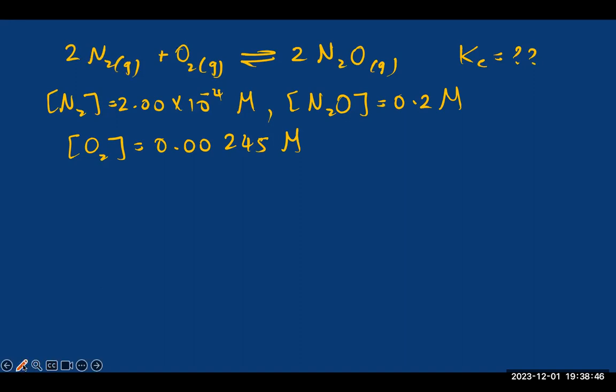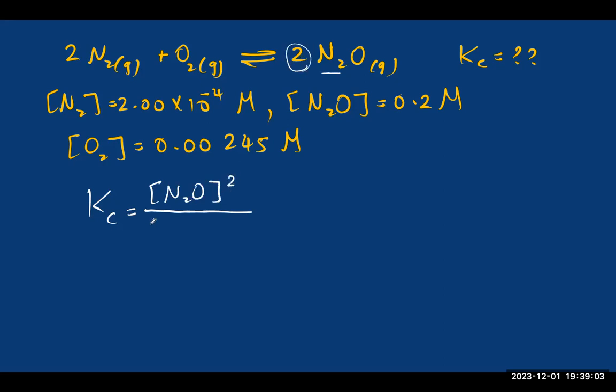So first we will start by writing the expression for the equilibrium constant, so Kc. Kc is equal to the concentration of products over reactants. So we have only one product and we have two reactants. The product will be N2O, and we have an exponent here because we have a coefficient 2, so it will be to the power of 2. Here down for the reactants, we have two. The first one, N2 to the power of 2 multiplied by the concentration of O2.